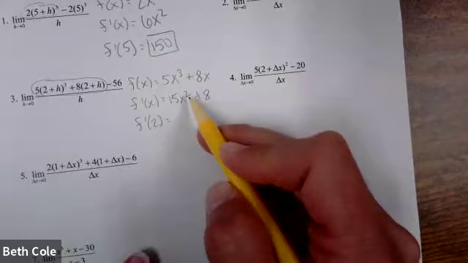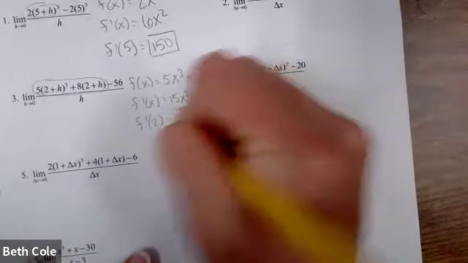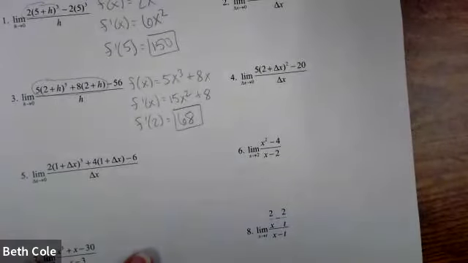2 squared is 4. Times 15 is 60, plus 8 is 68. I'm sorry it didn't come out to 67.